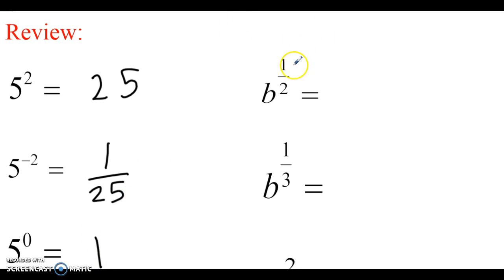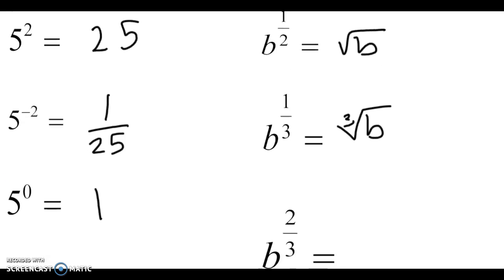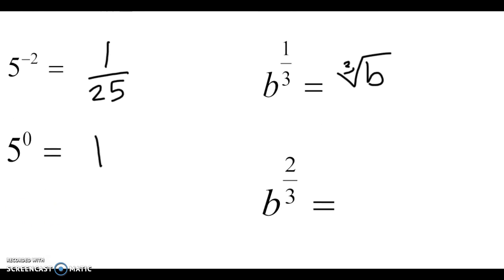Before we start this, one thing to remember is b to the 1/2 is the same as the square root of b. B to the 1/3 is the cube root of b. And we're going to talk about what b to the 2/3 is. So that's what we're actually going to start in chapter 10.